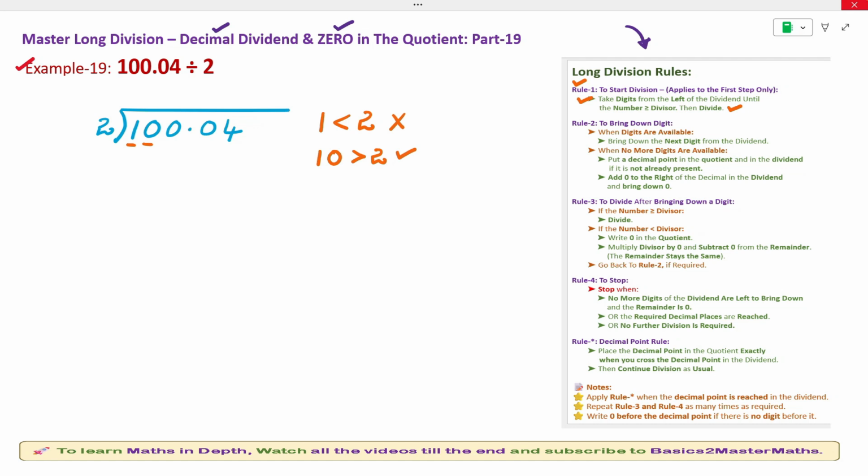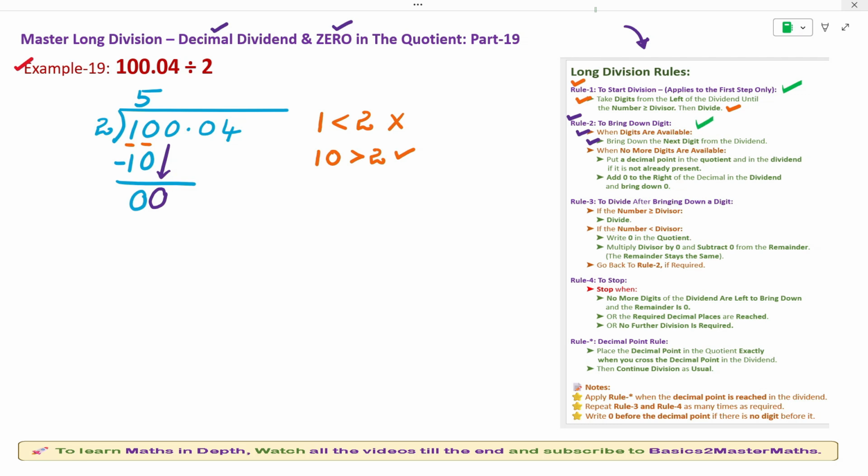So, divide. 2 5s are 10. So, you will get 0 as the remainder. Now, rule 1 is complete. Let us apply rule 2. When digits are available, bring down the next digit from the dividend. In this case, since the digits are available, bring down the next digit 0. Now, rule 2 is complete.